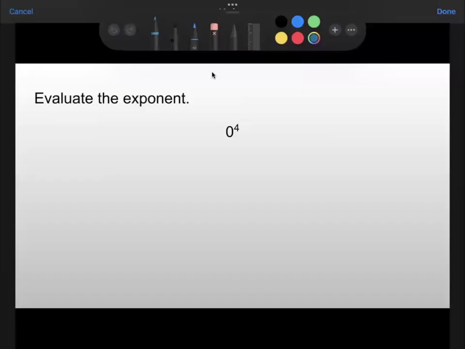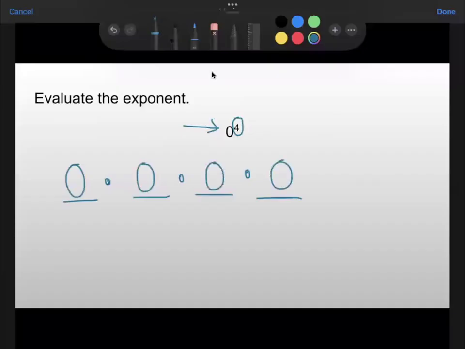Okay, here's our next one. We're going to evaluate the exponent 0 to the fourth power. So the little 4, the exponential number, tells me how many times I am multiplying. So I'm going to put 4 lines and a multiplication symbol in between each set of lines. The base number is the number that's getting multiplied by itself. So 0, 0, 0, 0. So 0 to the fourth power is the same as 0 times 0 times 0 times 0.